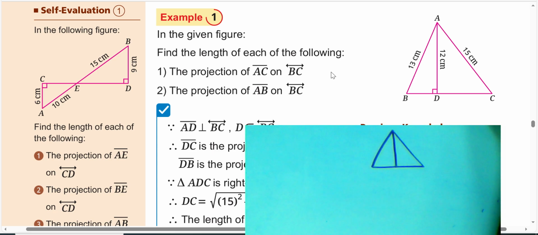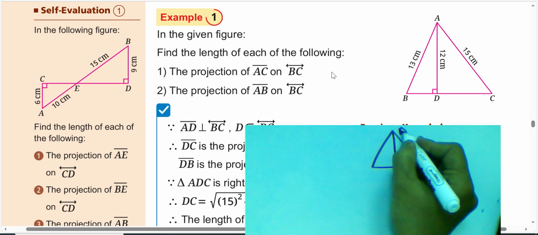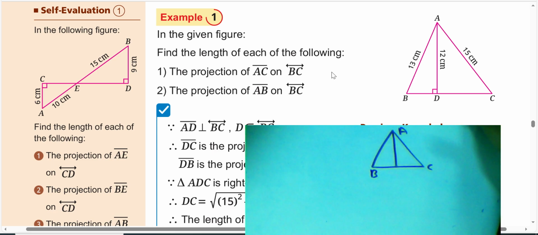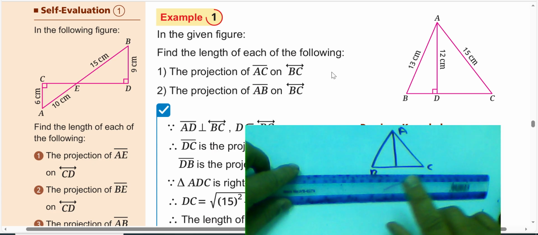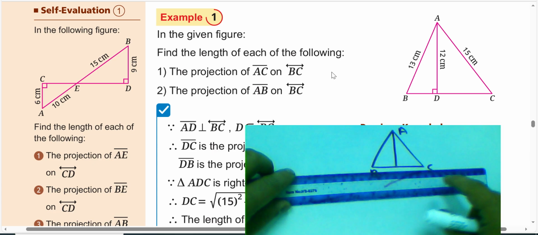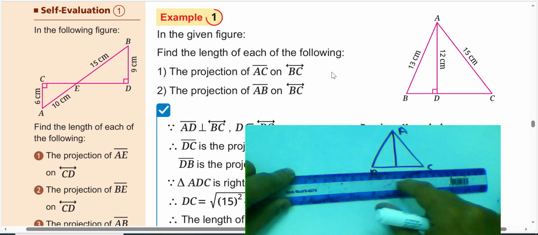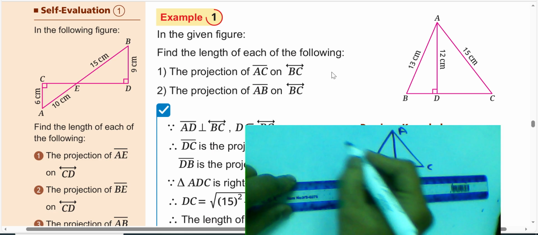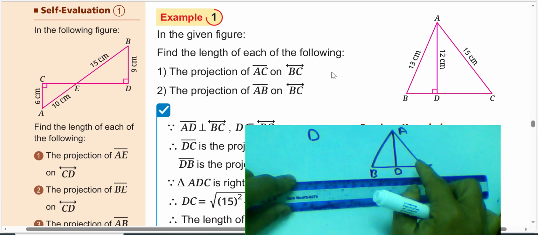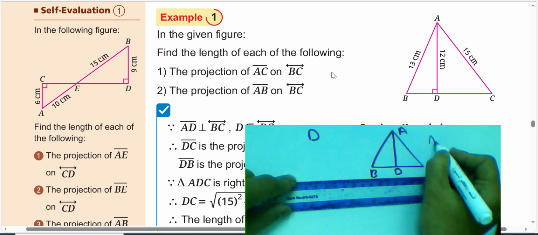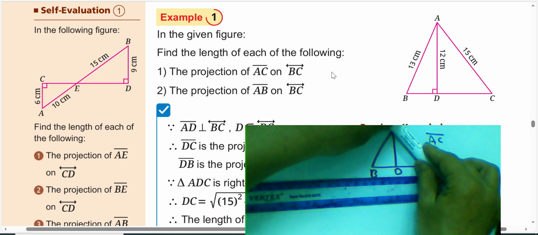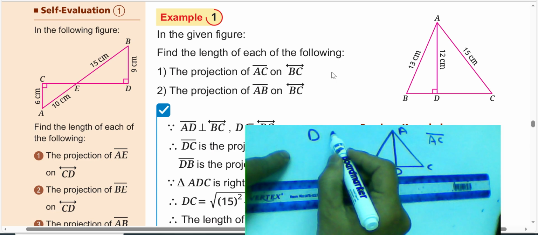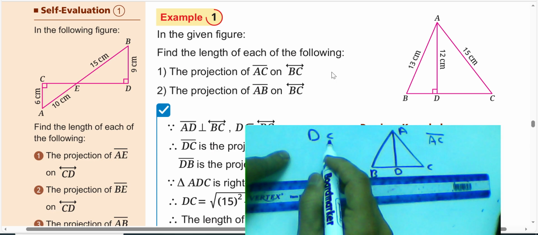He wants to find the projection of AC on BC. Listen, put a ruler here. He wants a projection of what? Of BC. You must know the steps. Put the ruler at BC here, and the projection of A will be point what? Point D. The projection of A will be D, and C projects to itself. Then the length will be DC. The projection here will be DC.